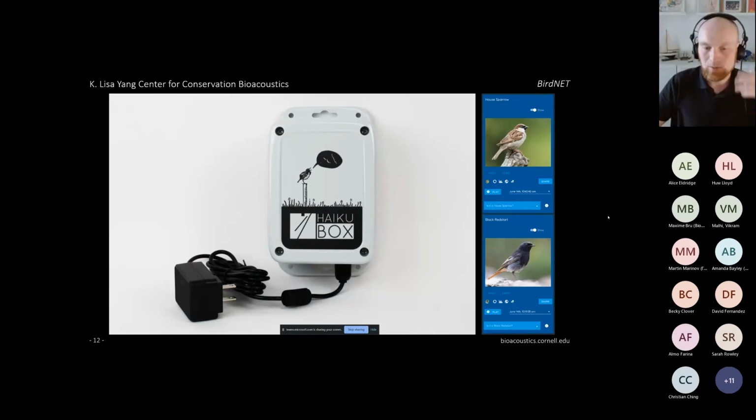But what it does is it will record 24/7. It will detect 24/7. And then there's a web page where you can access the detections, and it will show you the species, like you can see here on the right-hand side. It will show you the species that are detected in your backyard, which is pretty neat, I think.